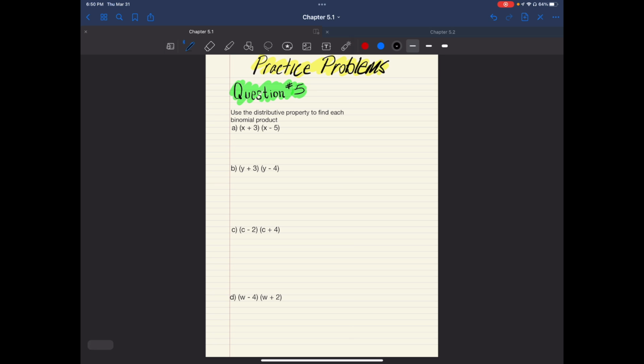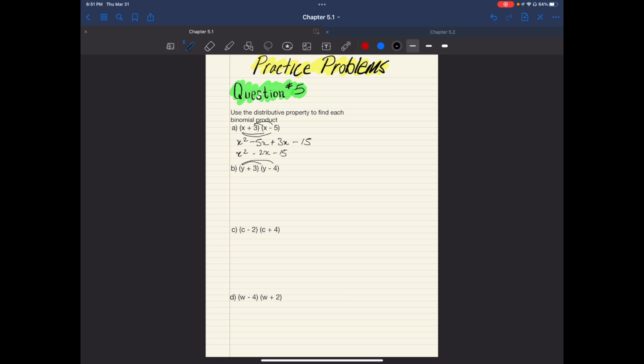On to the next one. Use the distributive property to find each binomial product. And now it's just mixing in the plus and the negatives. So for the first couple, I'll draw the arrows. We have x squared minus 5x plus 3x minus 15, because we got a positive times a negative. Collect like terms, x squared minus 2x minus 15.